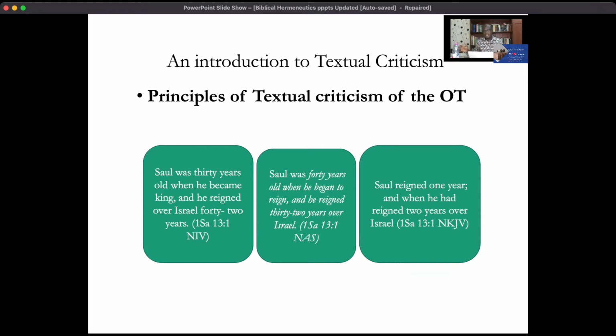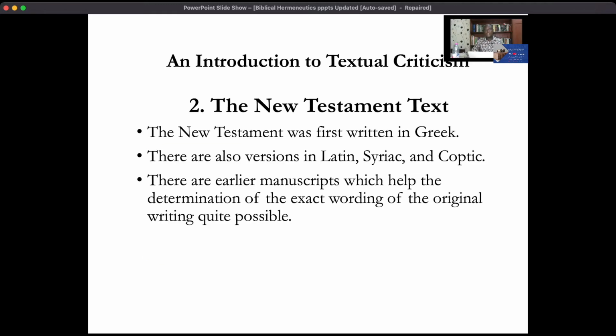If you don't have any agreement, then it means that the text is difficult. Then one has to assume and also accept the limitation that we can never know what the author really wrote. And so that's how you go about this whole issue. And so you see the difficulty that this text presents. That's why you have these translations giving different renderings. Now let's look at the New Testament. The New Testament was first written in Greek.